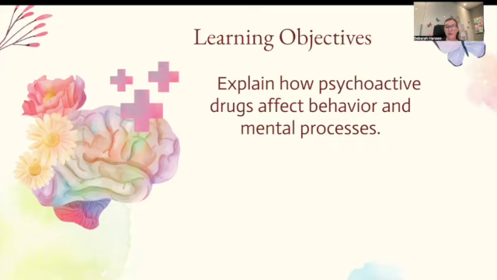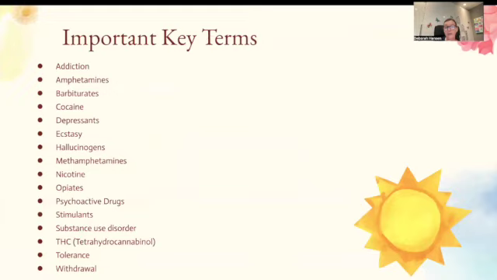So there's 3 CED questions in this 1.3, and you'll see that on the video where I go through each question and how we break those down. This is the section, the third question of 1.3. It's explain how psychoactive drugs affect behavior and mental processes. And we're going to go through the vocabulary that is sort of more specific to this particular question.